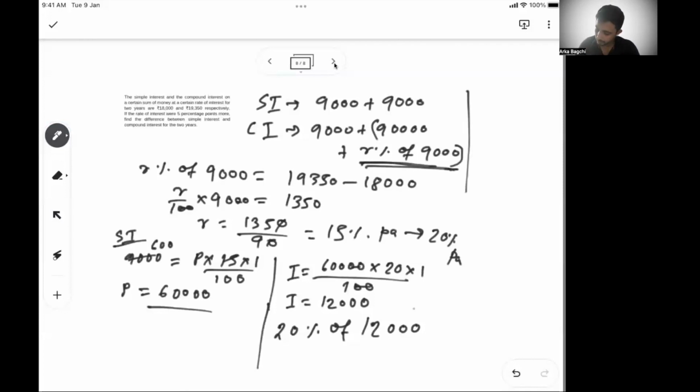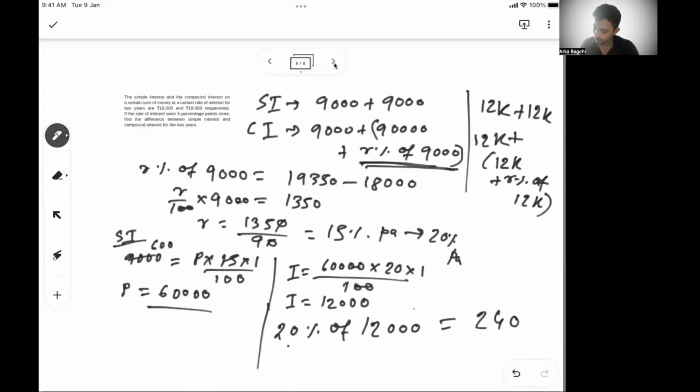So in the next case, first year it will be 12K for both SI and CI. The next year also 12K here. The difference will be 12K plus R% of 12K. So this R is now 20. So this 20% of 12,000 is what you need to calculate. 20% of 12,000 is 2,400 rupees. So this 2,400 is your answer. Clear? So that's how we are going to calculate SI and CI.